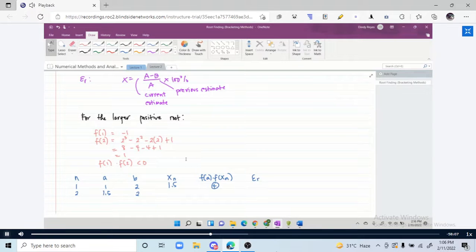Positive sa akin eh. Bakit sa inyo negative? Positive 0.8752 eh.